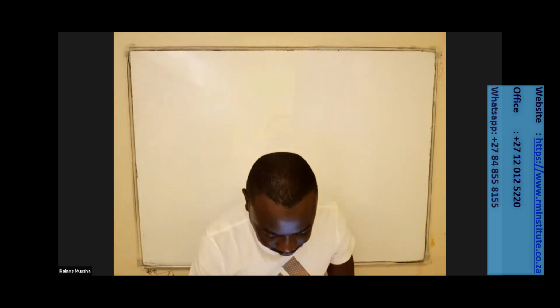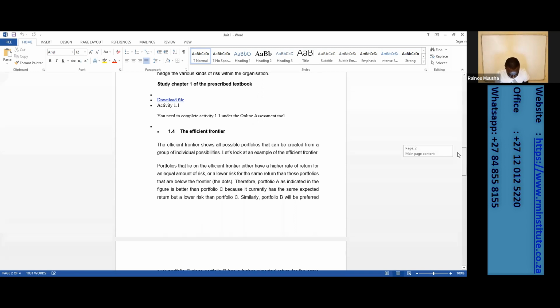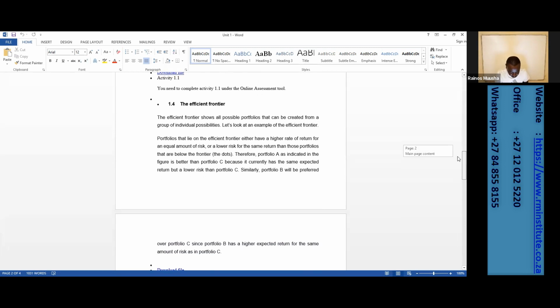On the next section, we look at the efficient frontier. And here they say the efficient frontier shows all possible portfolios that can be created from a group of individual possibilities. Let's look at an example of the efficient frontier. So they give us an example of the efficient frontier in the next picture that I'm going to be sharing with you.